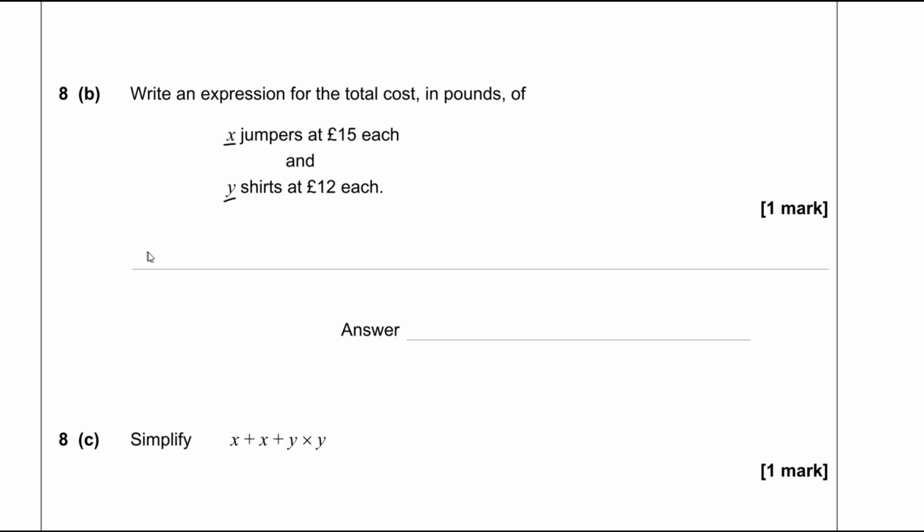So the total cost will be, you pay for X jumpers and each one costs 15, and then you add Y shirts, that's the number of the shirts, Y, times the price of each, £12. So if you put a bracket here for the jumpers and a bracket here for the shirts, so you don't mix them up, you will have 15x, 15 times x is 15x, and then y times 12, you can say just 12y, it's the easiest way. That is our answer, the algebraic expression for this problem.